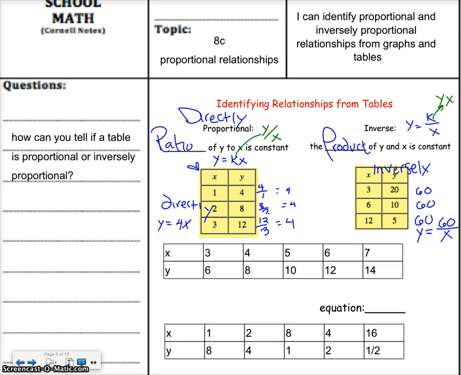Right? Think about, plug the x in. 60 over 3, 20. Plug the x in. 60 over 6, 10. Plug the x in. 60 over 12, 5.